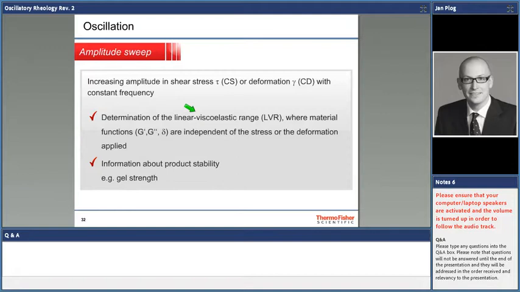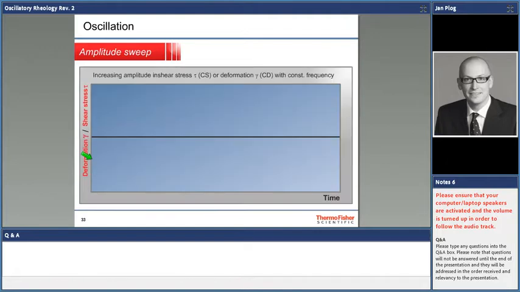I'm going to show you an example here in a second. And another beauty of the amplitude sweep is that as we determine the linear viscoelastic range, we usually also determine the end of this linear viscoelastic range, when the behavior of your product becomes nonlinear. And this tells us when our structure breaks down. So a lot of people use this test also to determine a yield stress in their products. What does that look like now?